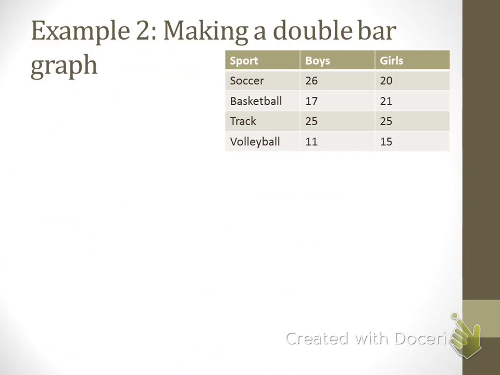In example 2, we're making a double bar graph. Now I have 3 different categories. Let's go ahead and read the example. I'm on the top of page 109. It says, the table shows the sports participation of students at school. To make a double bar graph of the data, start by drawing bars for the boys, then draw the bars for the girls.